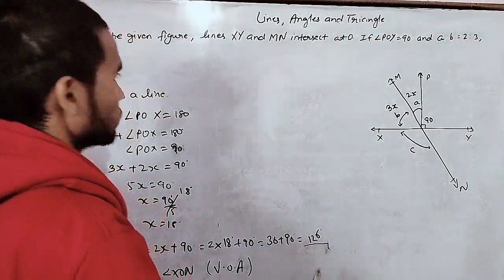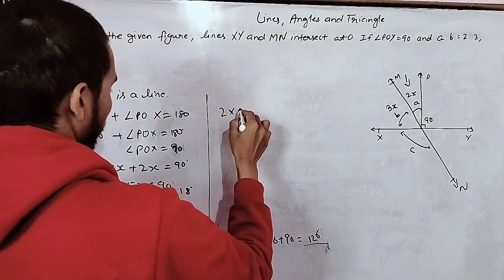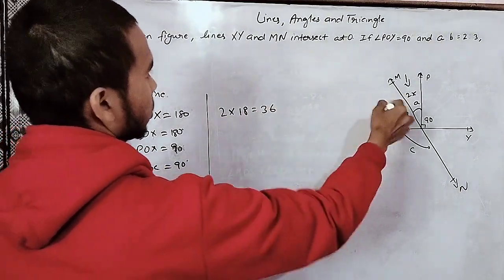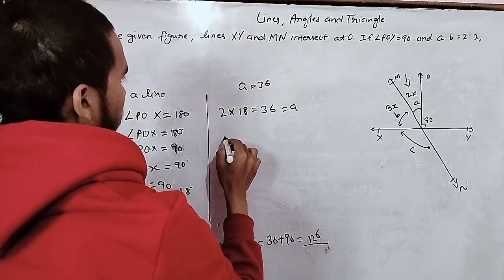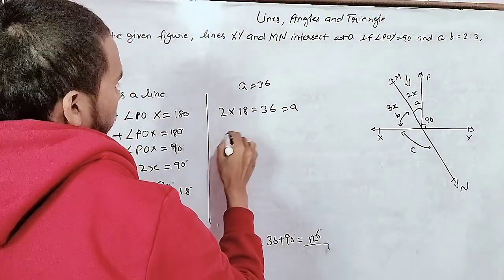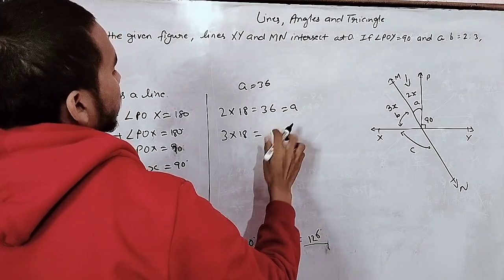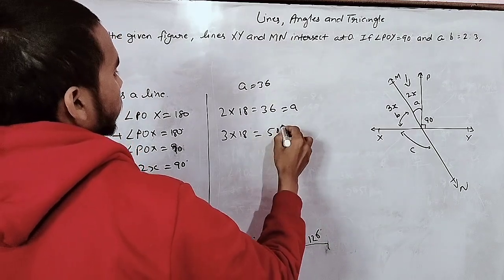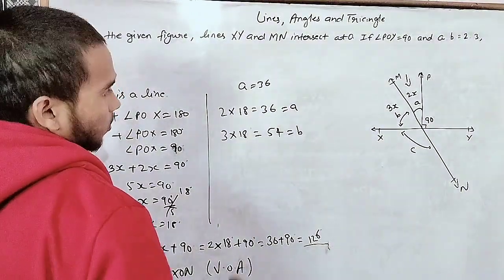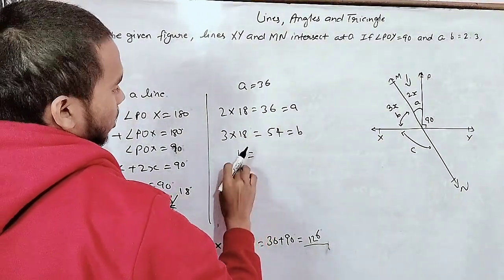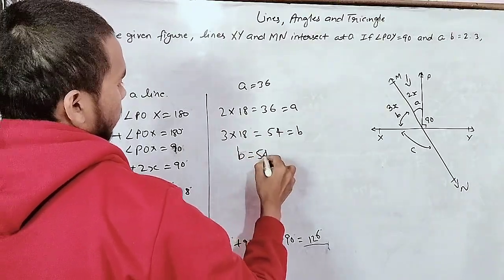this. This is the answer. The value of this angle we can find out. How? Value of x is 36. So this is the value of A. Value of A is 36. Now B. 18 times 3 is 54. Value of B is 54. Okay, 54. This is the value of B. This is the value of B. 54.